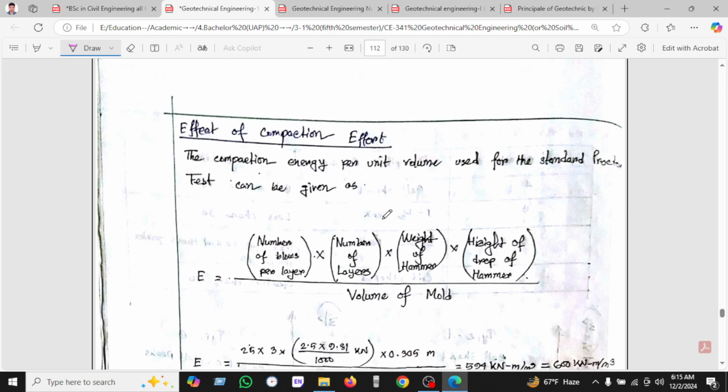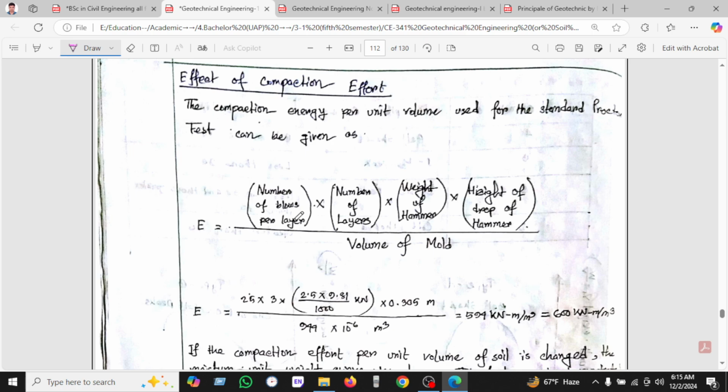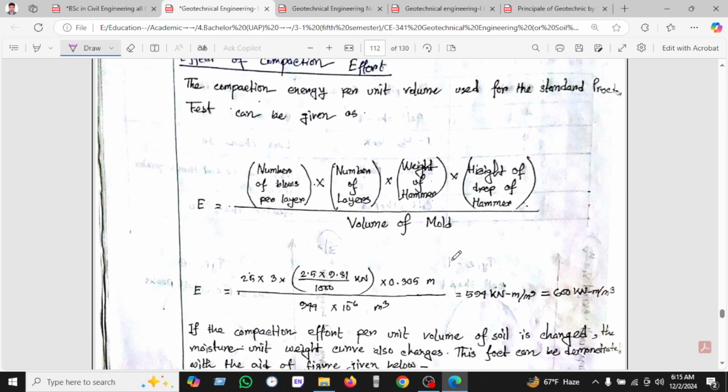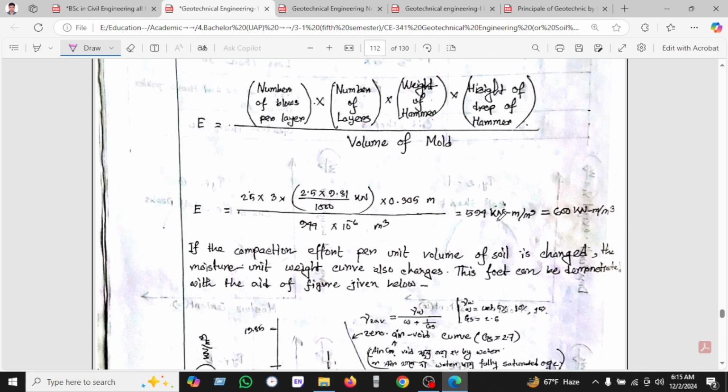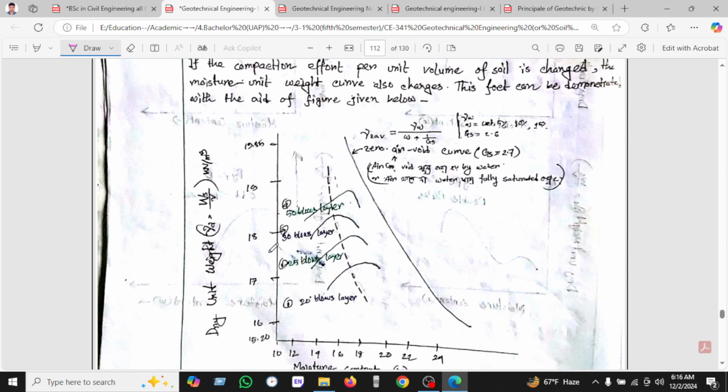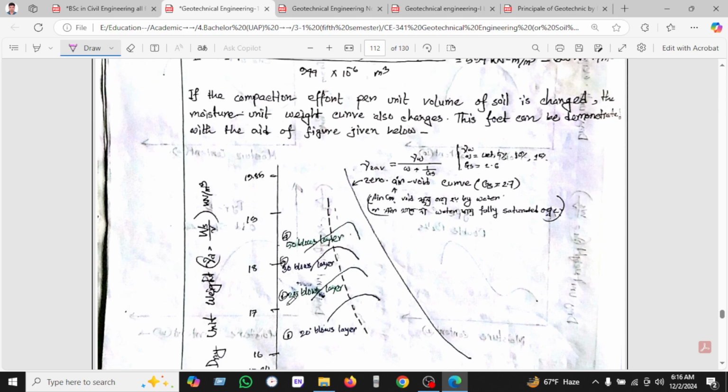The effect of compaction: we know the number of blows per layer, the number of layers, the weight of the hammer, and the height of drop, divided by the volume of the mold. So you can see here E is 592 kilonewton meter per meter cube, or 600 kilonewton meter per meter cube. Okay, so this graph is important.